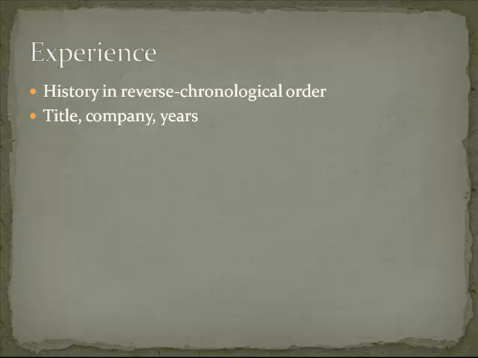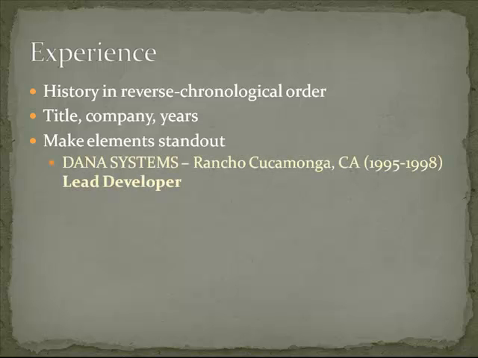Now, what's good to do is to make each one of those different elements stand out by typing them a little bit differently. So, for example, in this sample, I put the company name in all caps, and then the location and years there in just regular text, and then the title of the position I bolded, so that each one of those elements is distinct and they stand out, and it's easy for them to read it that way. That's all this section needs to have, just the basic elements that we talked about here: the company, title and years that you worked there.